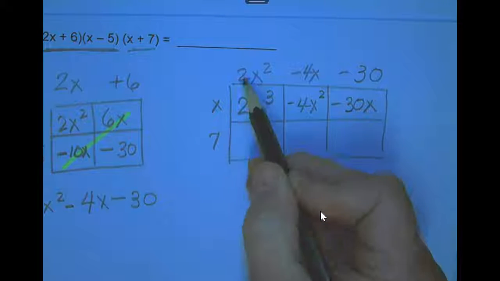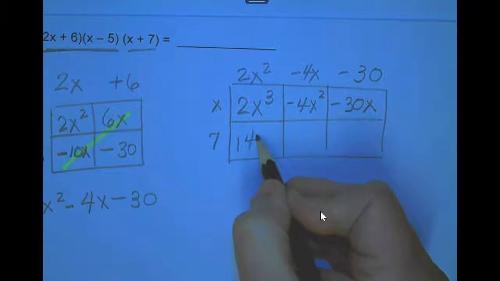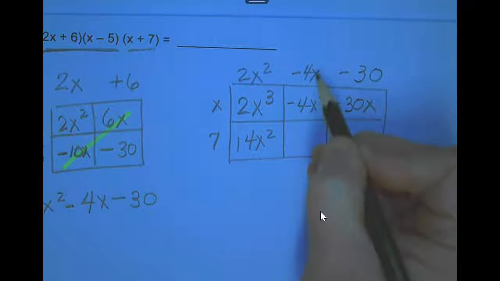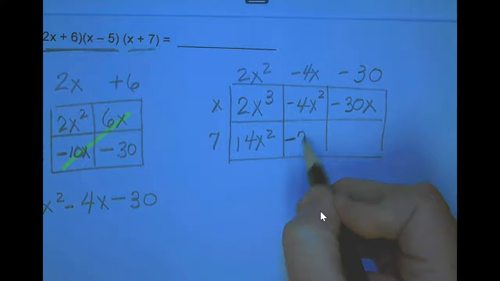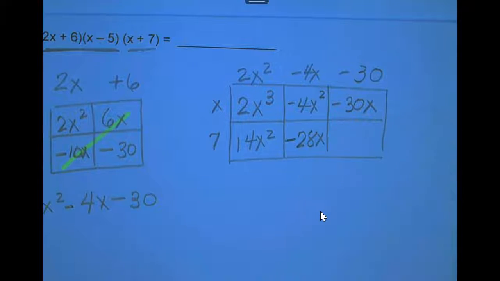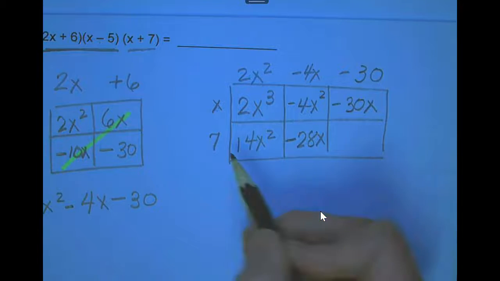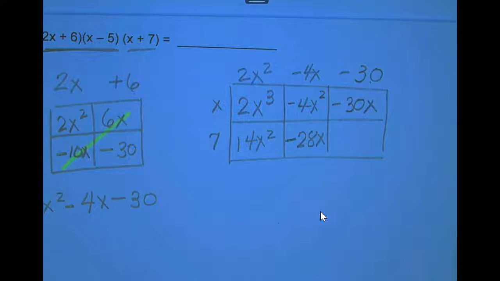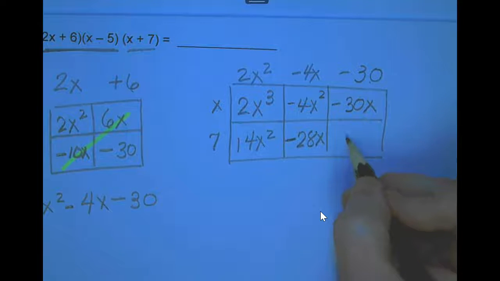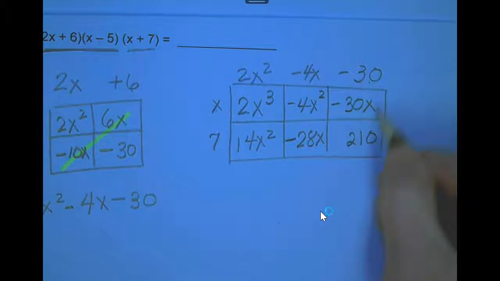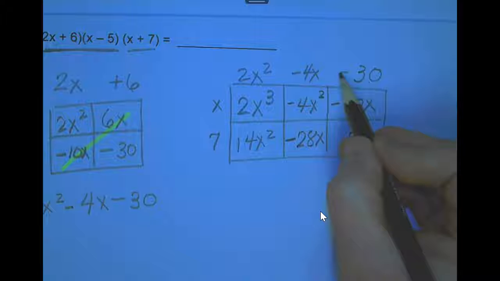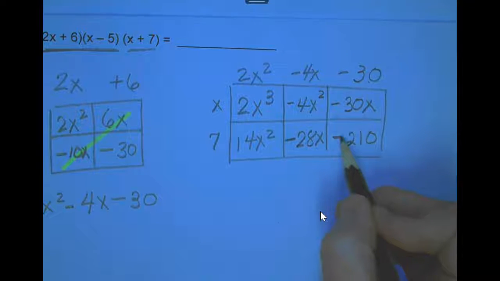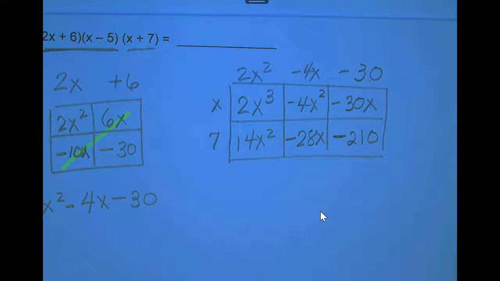Then I have to multiply the 7 times the 2 and the 7 times the 4. Since the 4 is negative, that will be a negative 28. Now, 7 times 30 might be a little hard, but 7 times 3 is 21, and then there's an extra 0. And this is positive times negative is a negative.